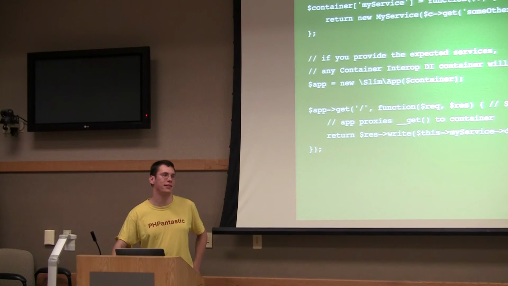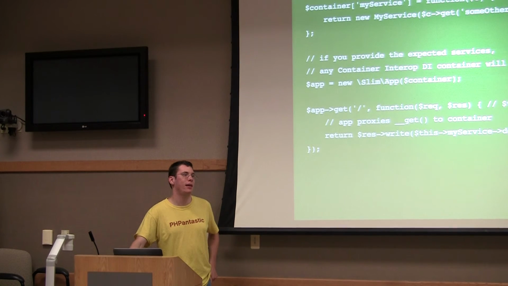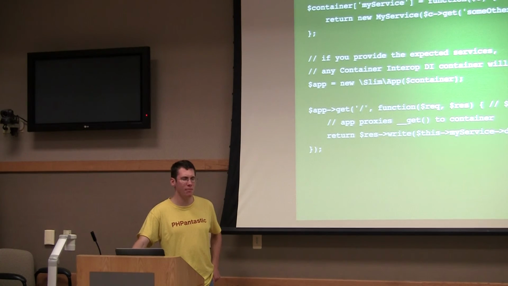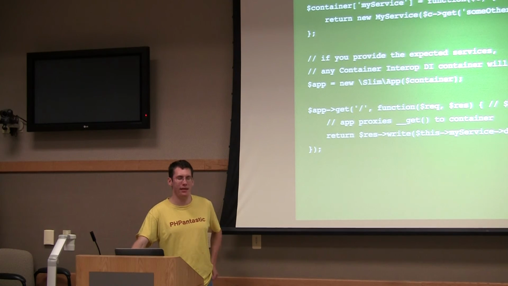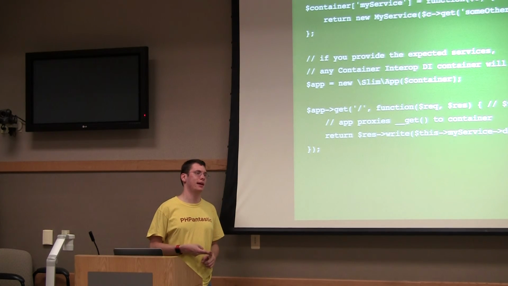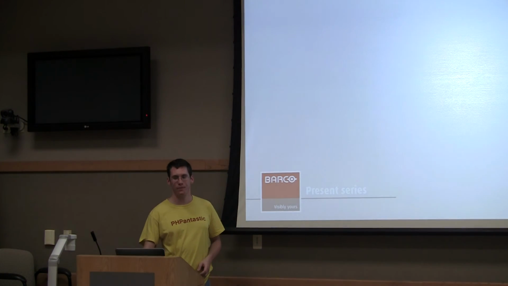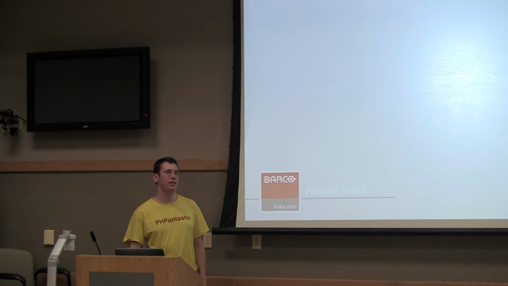Slim, for example, has a response with a redirect method, and that sets your location header and sets your HTTP status code. Convenience methods like that are already present in the Slim response class. So there's nothing preventing you from adding convenience methods to it. You just, if you're type hinting against the interface, you cannot rely on those being there.